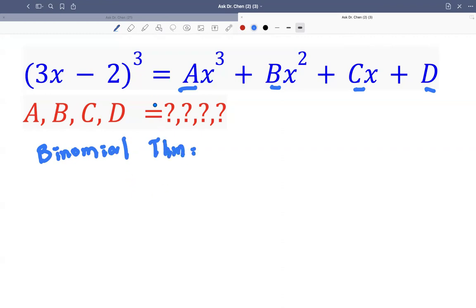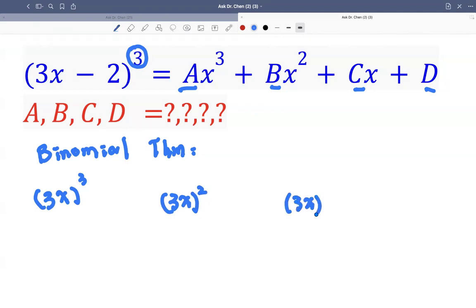Binomial theorem says, so this is the degree of this binomial. The first term goes in descending order, starting with 3x raised to 3, because the highest exponent is 3. Then the next one will be 3x raised to 2, then 3x raised to 1, then lastly 3x raised to 0. Right? So that's for the first term.